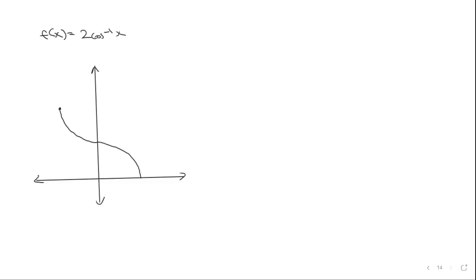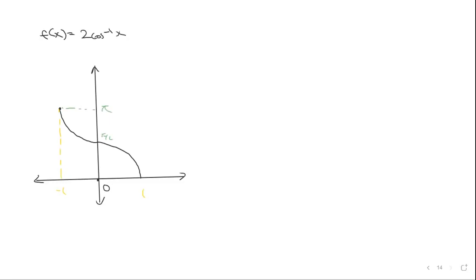And basically, it goes from -1 to 1 before we do any modifications. This is -1 to 1. And it's going to go from 0, and it goes to pi over 2 and pi. So that is what the graph should look like when it's cos inverse x.